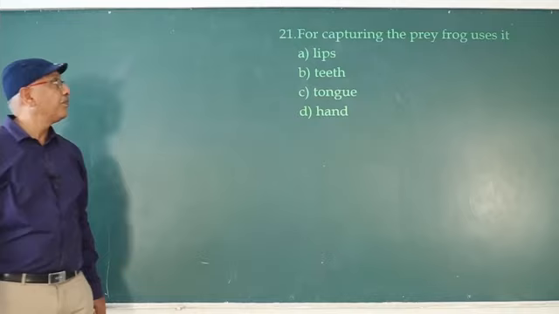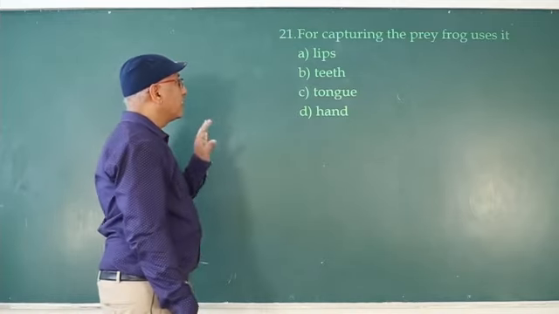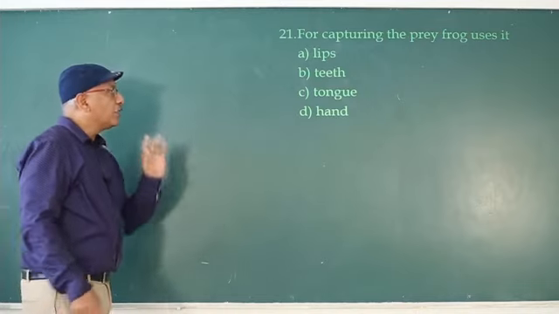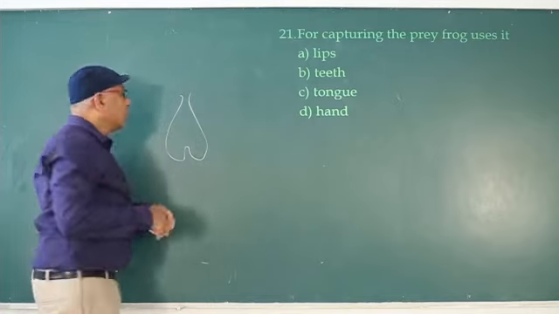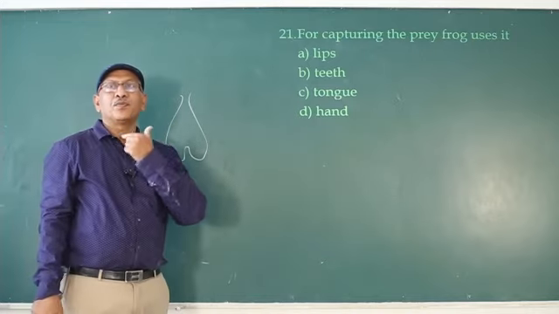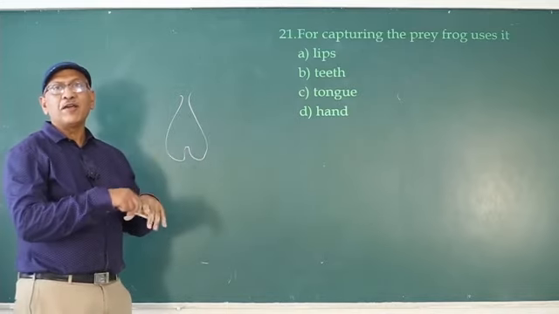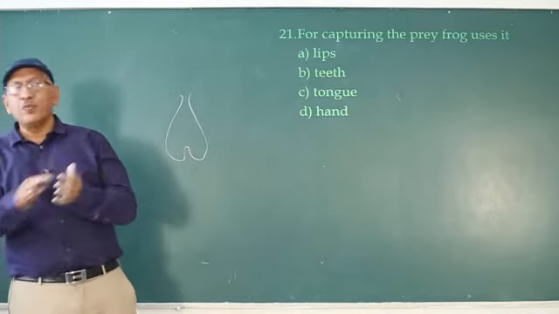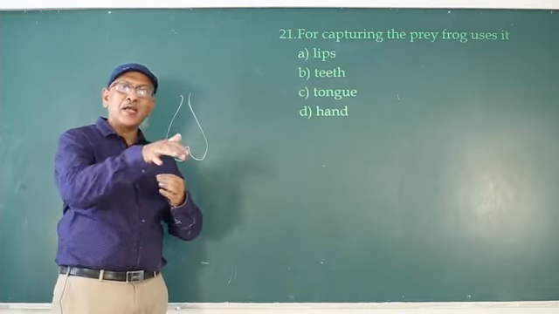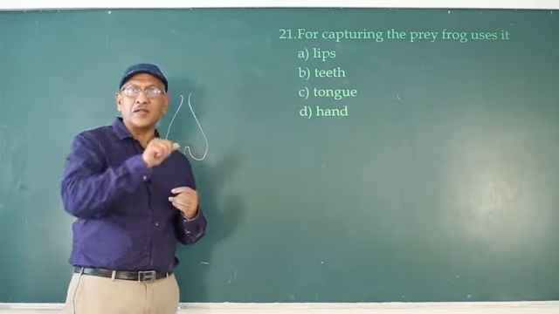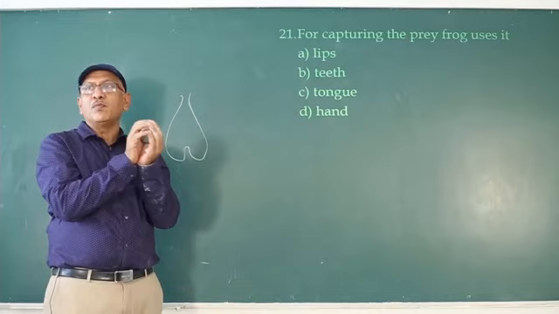Next question. For capturing the prey, frog uses its lips, teeth, or tongue. Frog uses its tongue. Unique character of tongue: the anterior part is attached to the buccal cavity, the posterior part is free. Whenever it observes the prey, it opens its mouth cavity and shoots its tongue. So the prey attaches to the sticky substance present on the tongue. Later it withdraws its tongue and closes its mouth.